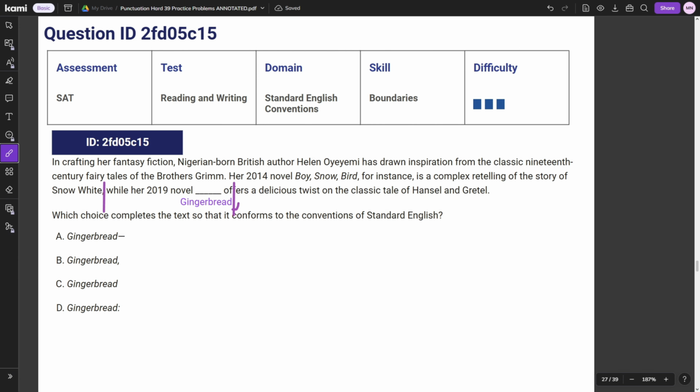Because if you put a punctuation after this, it would turn this entire part right here into a dependent clause or a modifier. Because what did they do? Add on extra details to the noun. So since all it's doing is adding on extra details, it's not going to function as a verb. So then you'd just be left with, while her 2019 novel Gingerbread, where's the rest of the sentence at? That's why you can't use any punctuation, and why this question is also one of those rare exceptions where you won't use any punctuation at all.